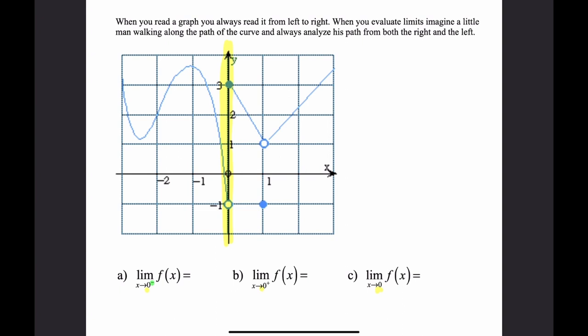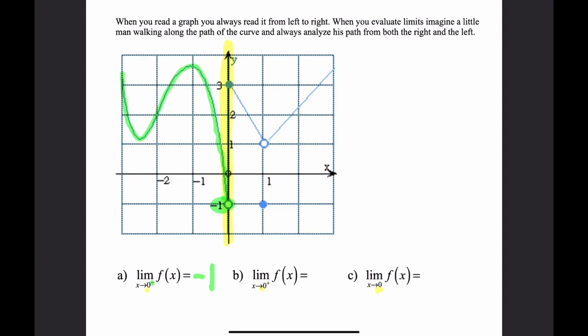So I'm going to start on the left side of my function, and I'm going to get really close to 0, as close as possible. I'm almost getting to that yellow 0 value. And as I get closer and closer, I can see that I'm approaching the y value of -1. So I'm going to say that when I am looking at the limit from the left, I'm approaching -1.